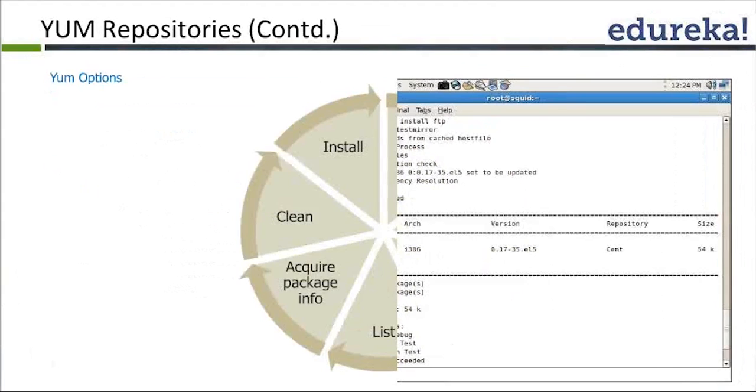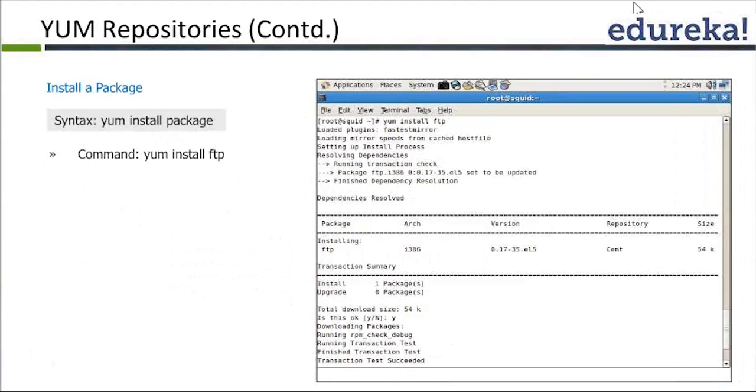So these are all the arguments that are available along with yum. When you say yum install ftp, it will resolve dependencies and pull the packages.